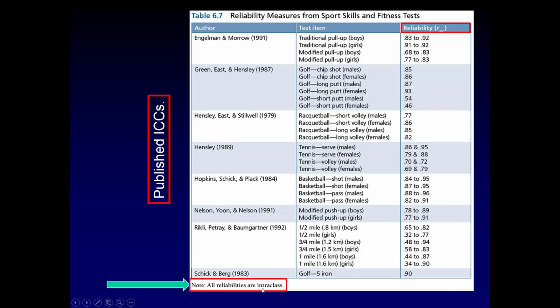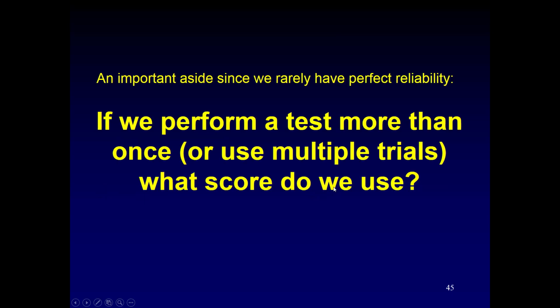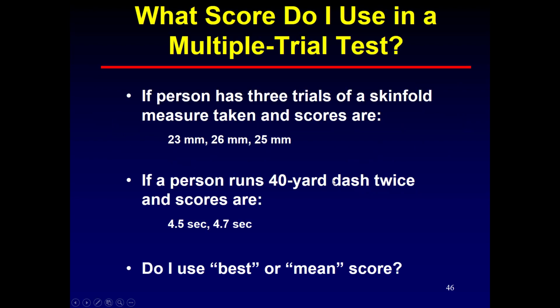Notice my cursor at the bottom here. It's the intra-class correlation coefficient, and you can see the range that is reported for some of these tests, and pull-ups tests, volley tests. These are mostly acceptable reliability coefficients because they're above the 0.8 that we usually use in our field in determining acceptable reliability. We need reliability to be high to have good validity. You've got to memorize this, you've got to understand it, and generally, again, we're going to want reliability coefficients above 0.8.